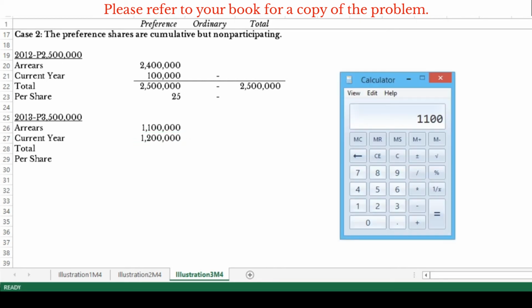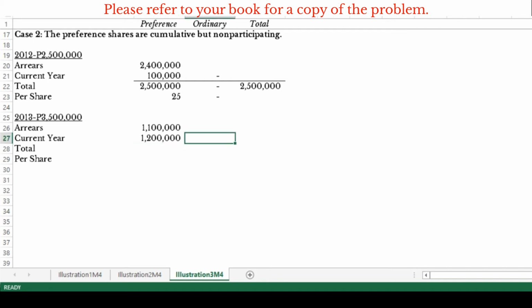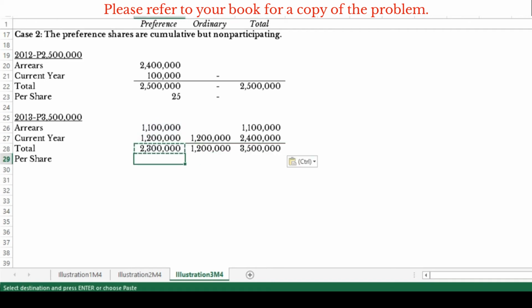After that, may natitira pa ba dun sa 3.5? So, we have 3.5 minus 1.1 minus 1.2. Okay, so may 1.2 pa tayo na natitira. That would be given na to the ordinary because this is non-participating. Alright, so magkano yung na-receive? Okay, so from arrears, naka-receive tayo ng total of 1.1 million. Then for the current year, ang total natin is 2.4 million. So, total natin per type of share. Ayan, ang total na na-receive ng preference share is 2.3. Ng ordinary, 1.2. Then, ang total dividends declared is of course 3.5.